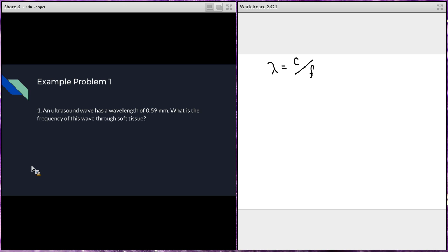It says an ultrasound wave has a wavelength of 0.59 millimeters. What is the frequency of this wave through soft tissue? Okay, so now we have some pieces here. So let's indicate our necessary parts. Do we need to know it's an ultrasound wave? Not really. That's kind of unnecessary. Do we need to know the wavelength? Yes, definitely. That's part of our equation.